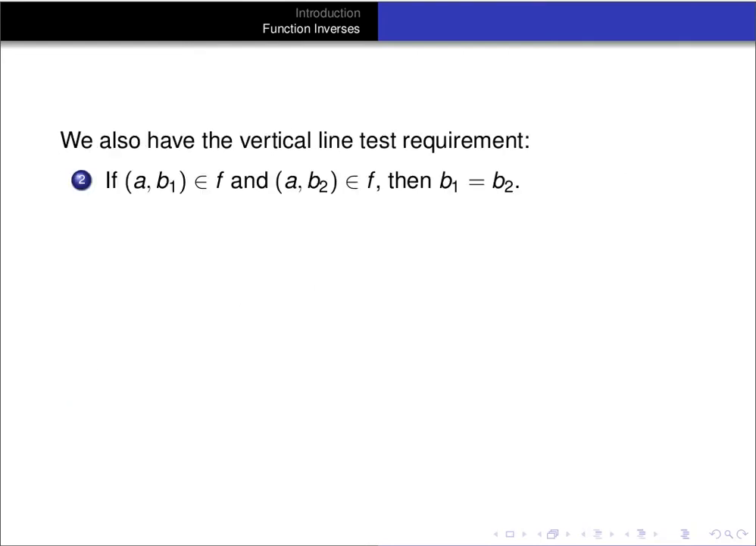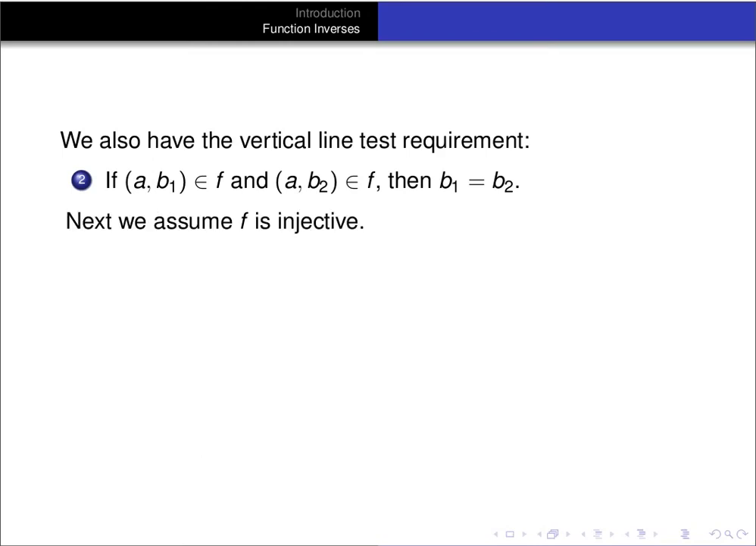We also have the vertical line test requirement for a function, so if (a, b1) is in f and (a, b2) is in f, then b1 is equal to b2. In other words, if f of a is equal to b1 and f of a is equal to b2, then b1 is equal to b2. Every input has exactly one output.